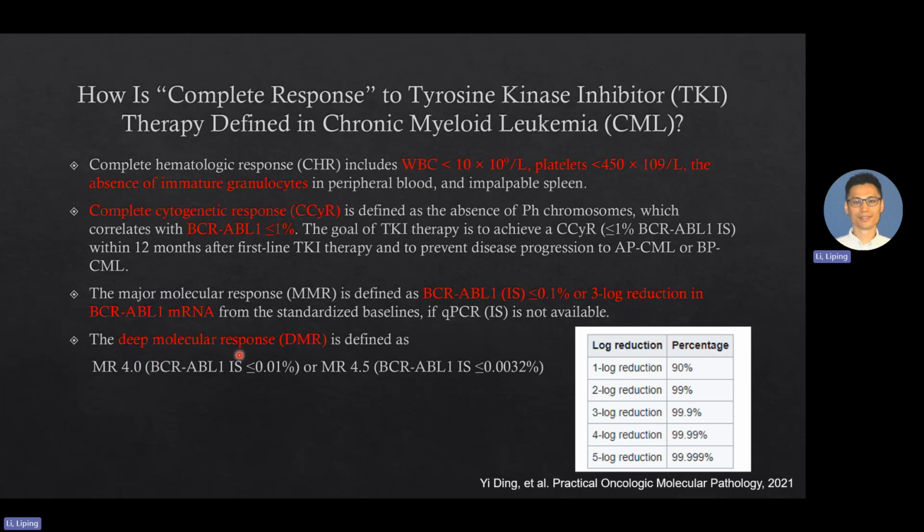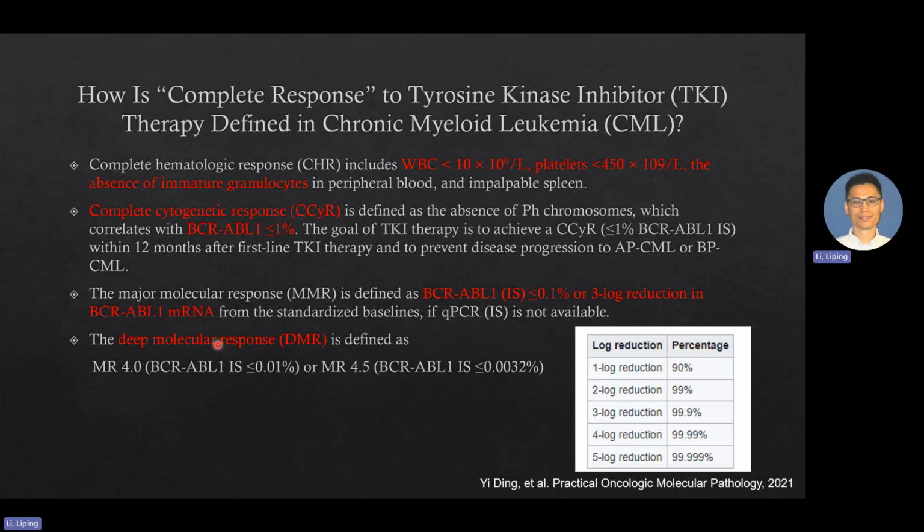And then we have the deep molecular response, that is 4 log, even higher. Why is this important? Because clinicians can use this deep molecular response to decide whether they can stop the treatment for the patient. That's really, really important, because previously it was a lifelong treatment. And now you can talk about stopping the treatment. Even after stopping the treatment, you have to monitor this, because it may come back.